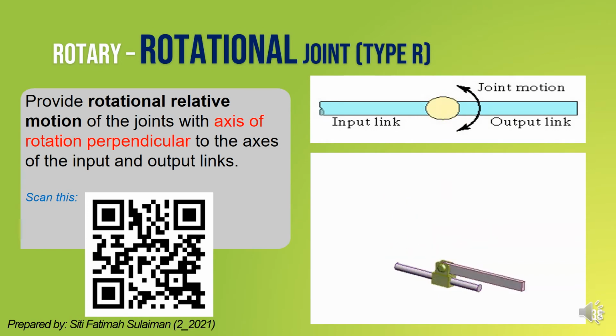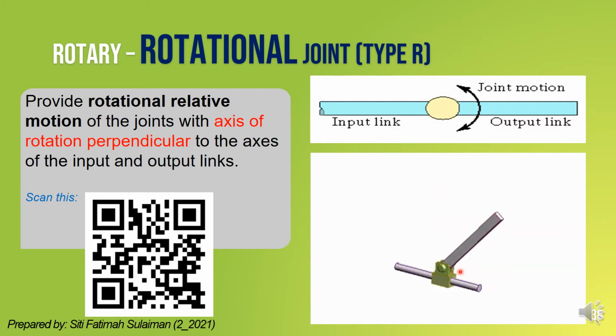Okay, now is rotational joint or type R joint. Type R joint provides rotational relative motion of the joints with axis of rotation perpendicular to the axis of the input and output links. When you scan this QR code, you can see that the moving part in this joint is this one. So this is the moving part for rotational joint or type R joint.